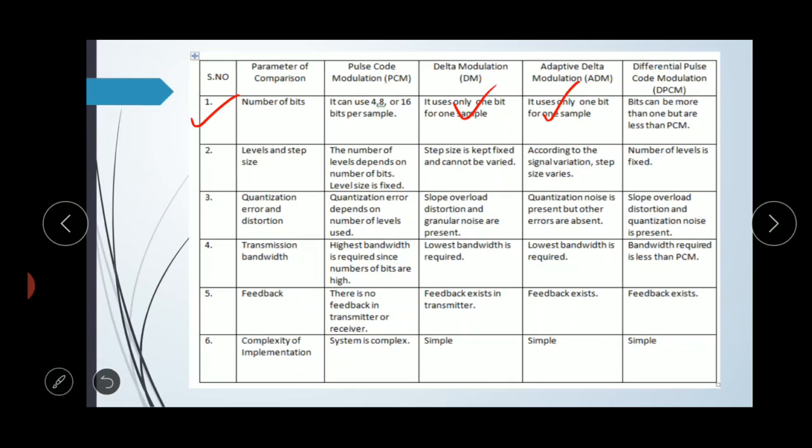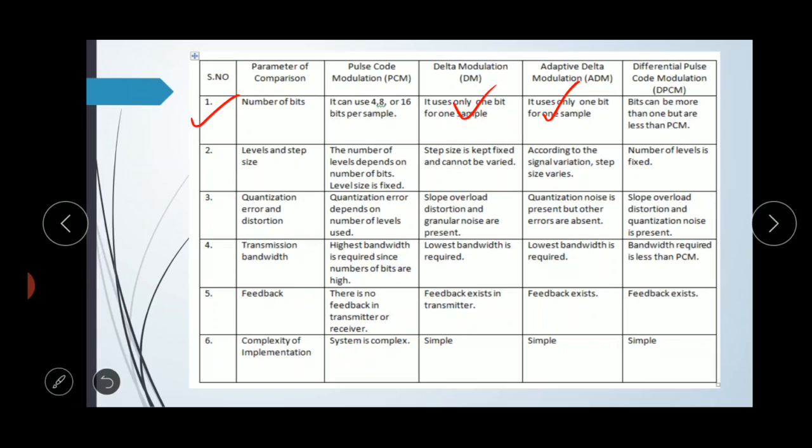Next point is the transmission bandwidth. Highest bandwidth is required in PCM since the number of bits is high. But in delta modulation, lowest bandwidth is required. As we know, delta modulation is used to overcome the disadvantages of PCM. And then adaptive delta modulation is similar to delta modulation, that is lowest bandwidth is required. And DPCM is in between PCM and delta modulation, means bandwidth required is less than PCM.